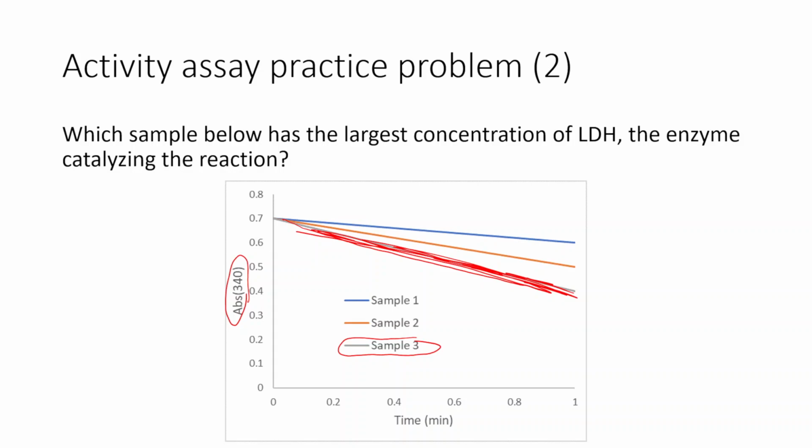Okay, so what would happen if there was an impurity? So you had a mixture of proteins. You had some LDH, but also some other proteins. Would that affect our activity assay?